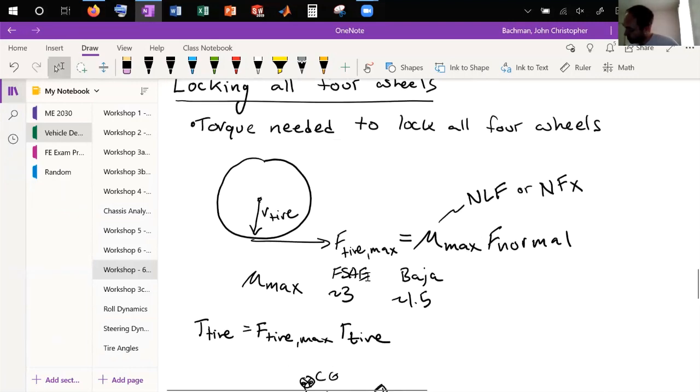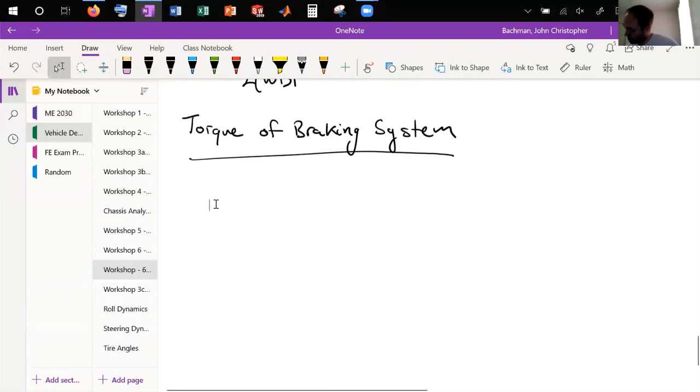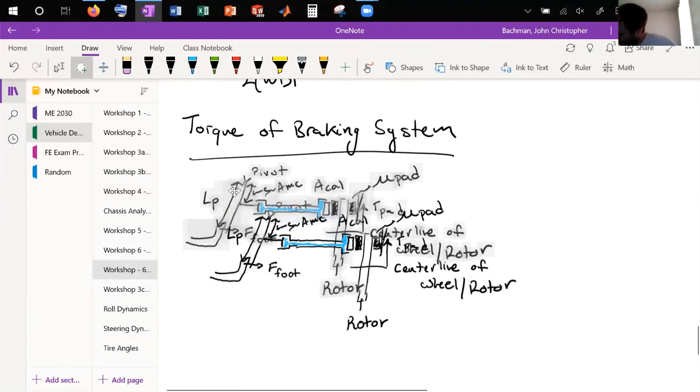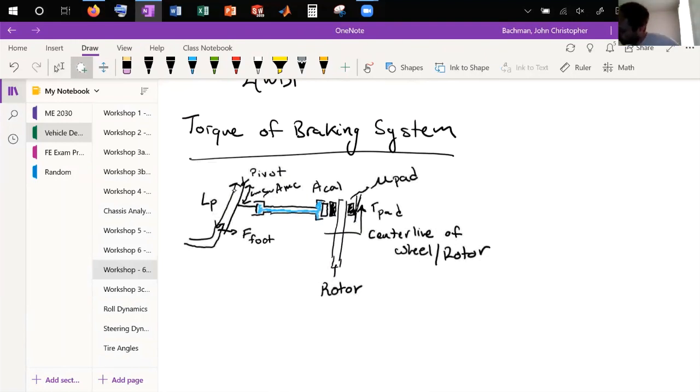Copy, let's see, let me paste it in a certain spot. Okay, so we have our system.